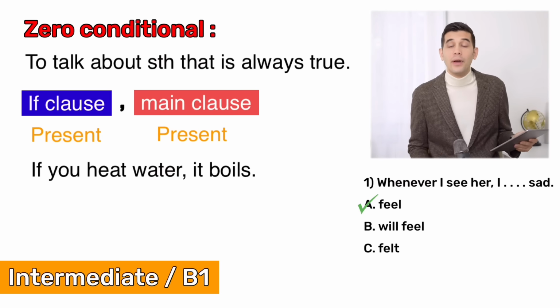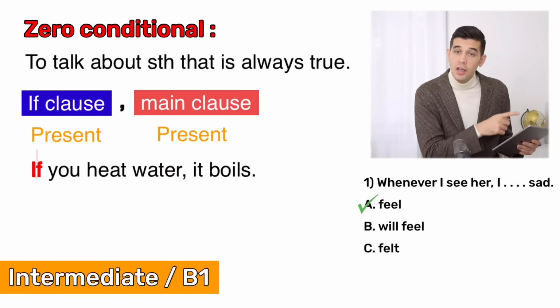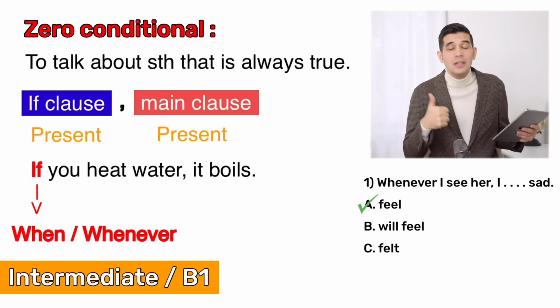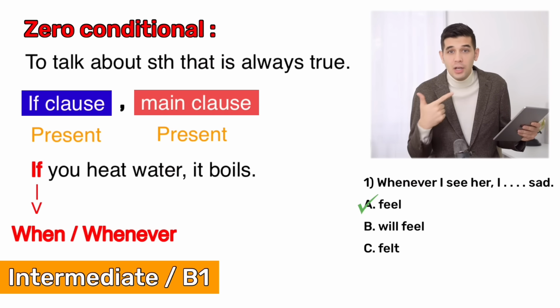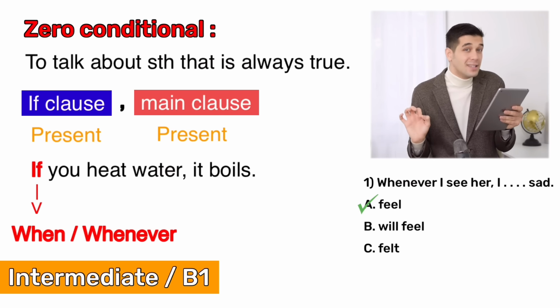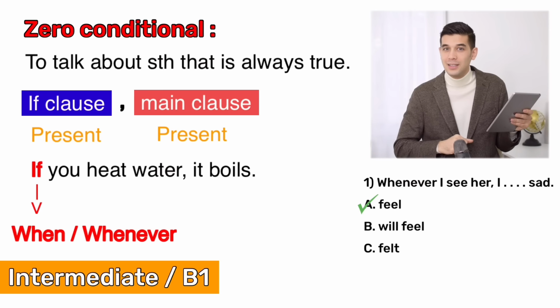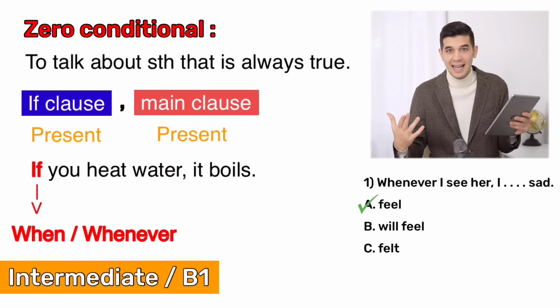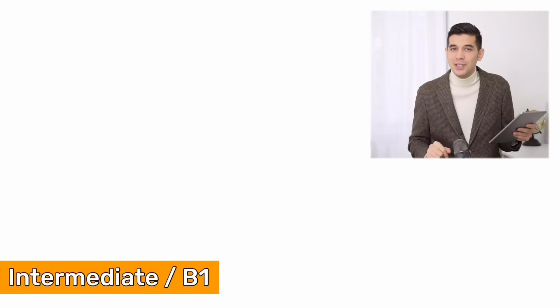Now, a very important point. In zero conditional sentences, you can replace if with when or whenever. So you can say, when you heat water, it boils, or whenever you heat water, it boils. Now look at the question. Whenever I see her, so the second part of this question should be present. I feel sad.